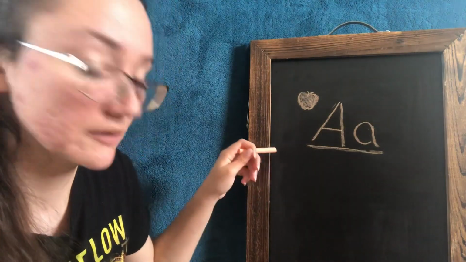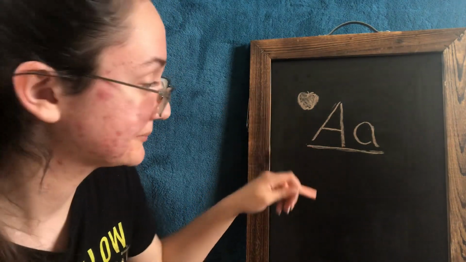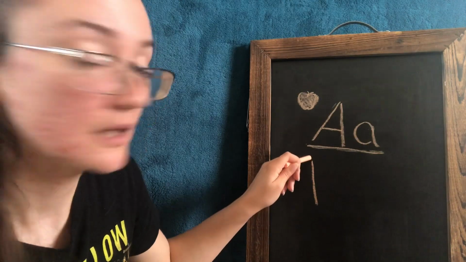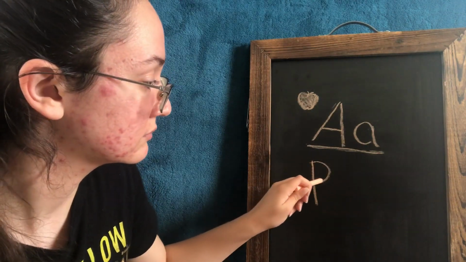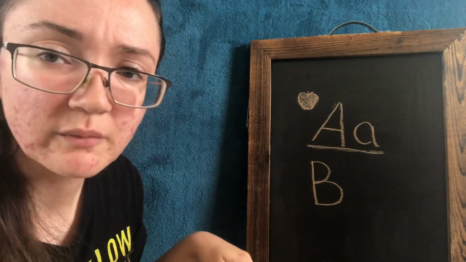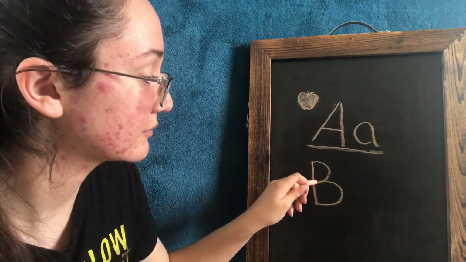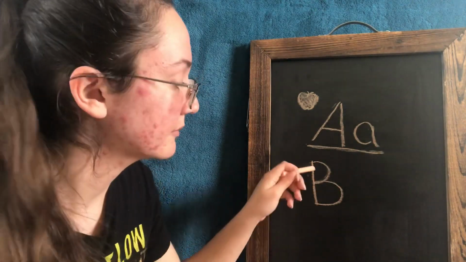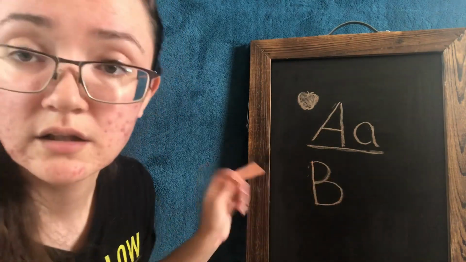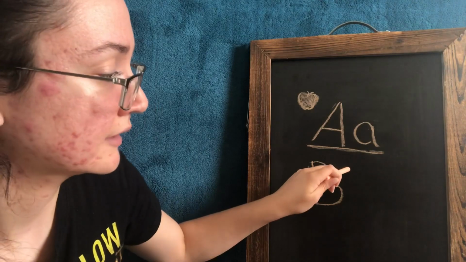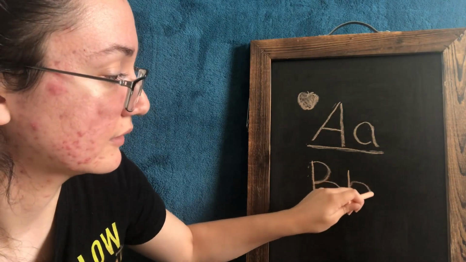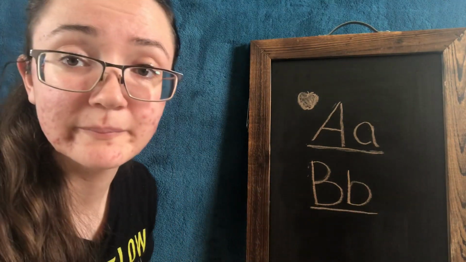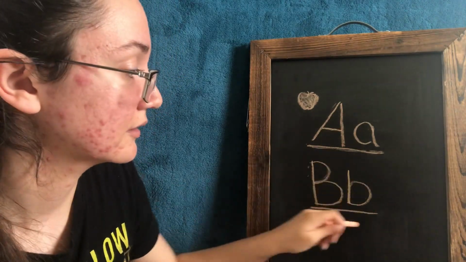Okay, now we're going to move on to the letter B. And I think I can do that right here. So B is a line, two little bumps. I think we were taught that it has a belly. So this one is going to be the belly, and this one's just a smaller bump with a big belly. And then a lowercase b is just a line with the belly, like that. So this is the letter B.